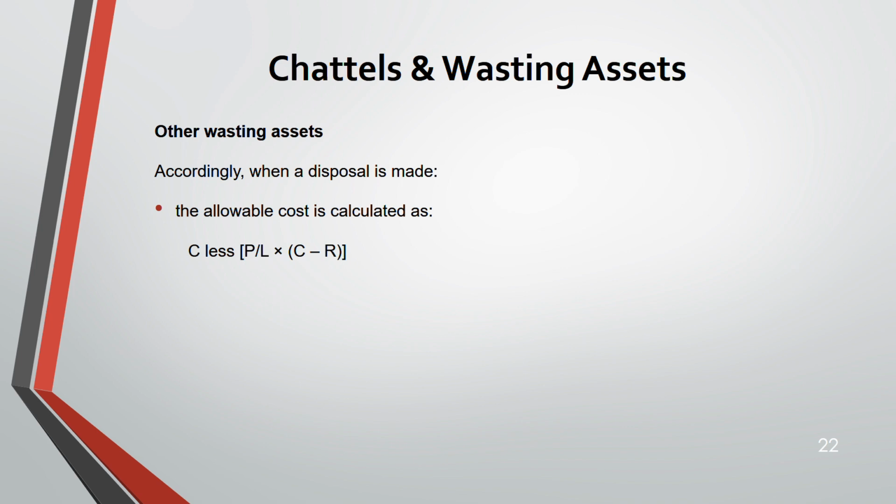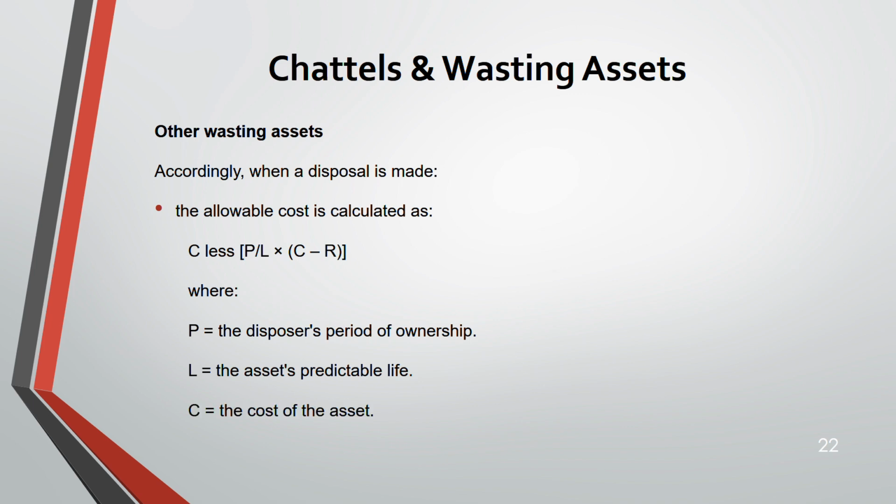Didn't understand anything? Don't worry. Where P is the disposer's period of ownership. P, that's why it's P, period. How long are you owning that asset? Next, L is for the asset's predictable life. Let's say it's 10 years. One is how long you are owning that before you're disposing. The other one is the asset's overall life. Understood? Then C, cost of the asset. R, residual value.